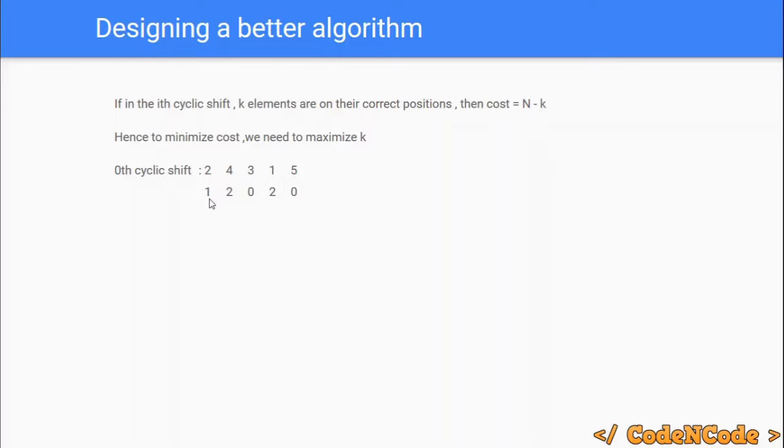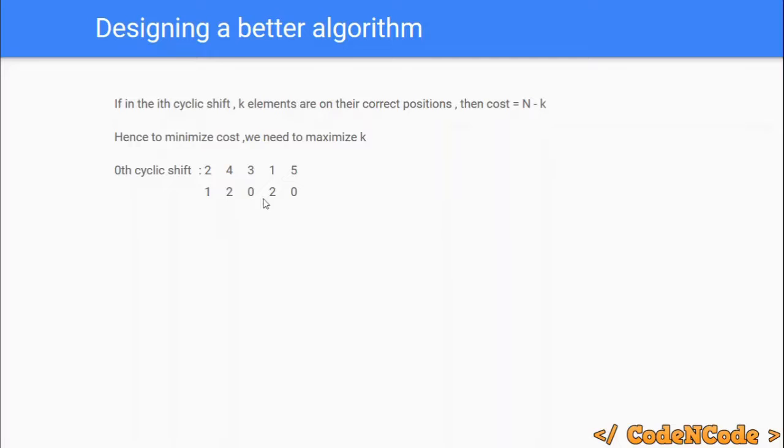That means one right cyclic shift will give you one element which will be on its correct position. Frequency of 2 is 2, which means if you perform 2 right cyclic shifts, there will be 2 elements which will be on their correct position. Frequency of 0 is 2, which means there will be 2 elements on their correct position if you perform 0 right cyclic shifts.